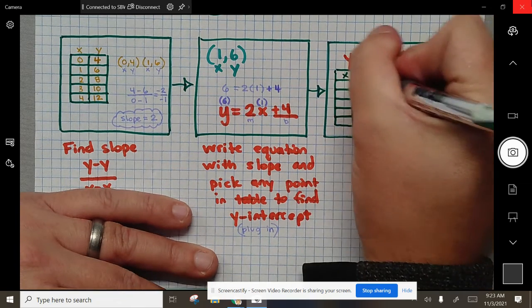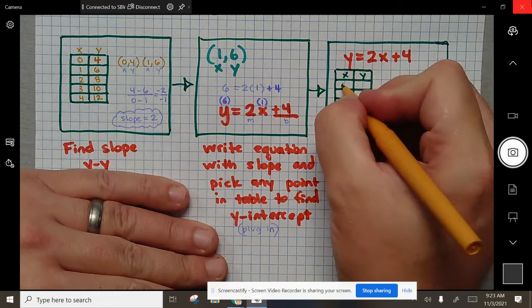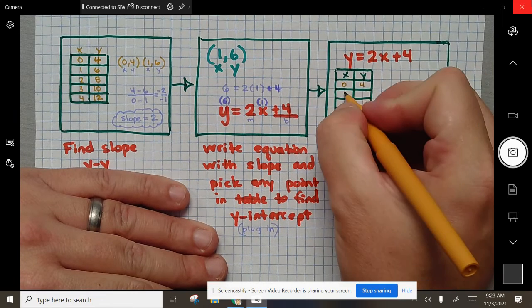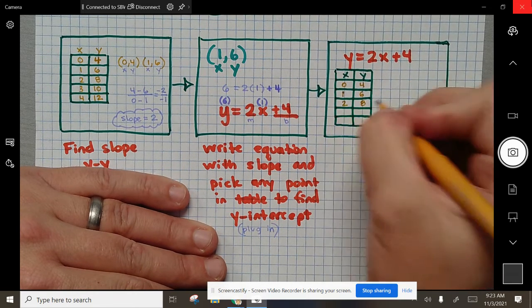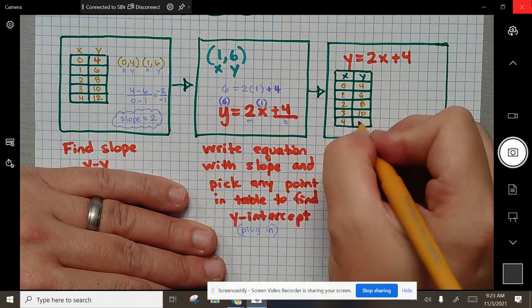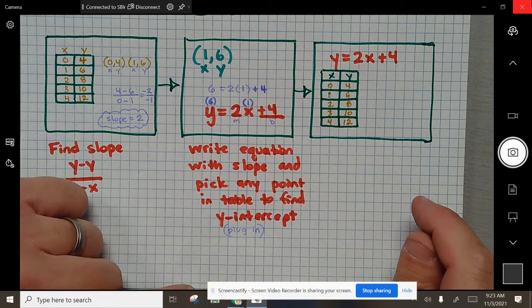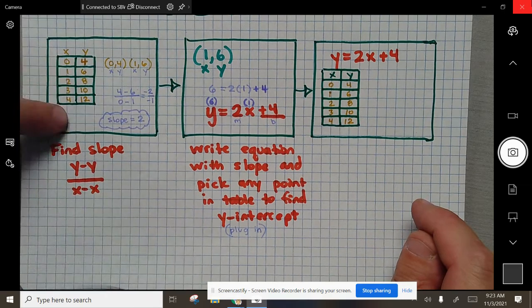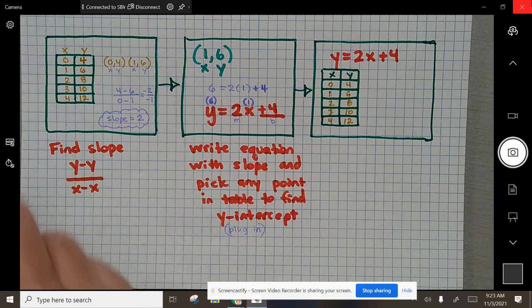All right, x and y. And what were my coordinates again? 0, 4, 1, 6, 2, 8, 3, 10, 4, 12. Okay? I just rewrote the whole table. And then I'm going to show you how I'm going to solve it out and make sure.